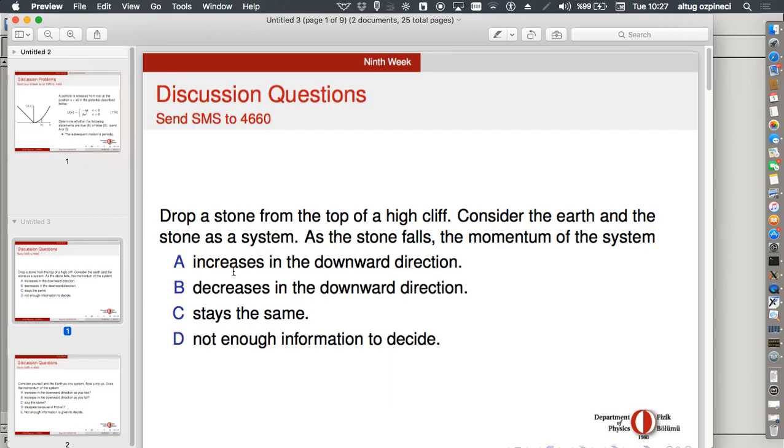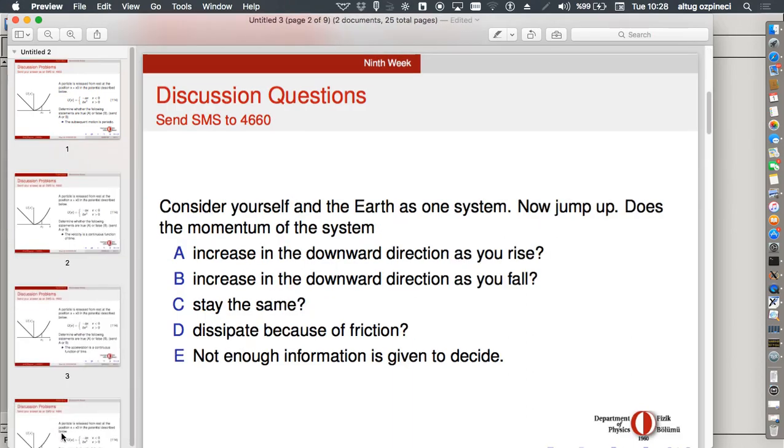Any questions? Any questions on this one?